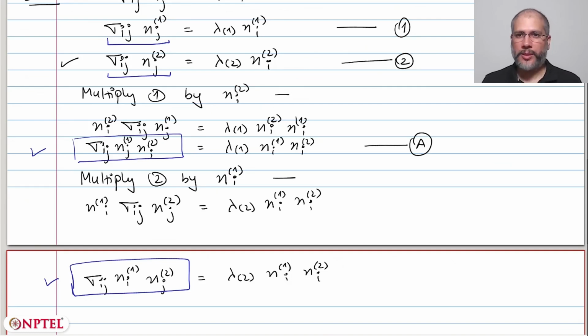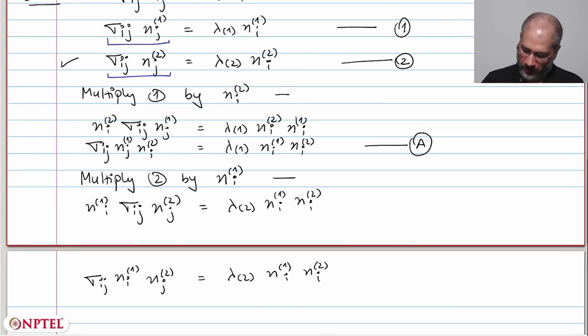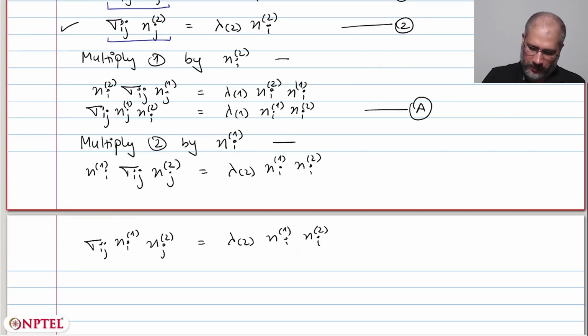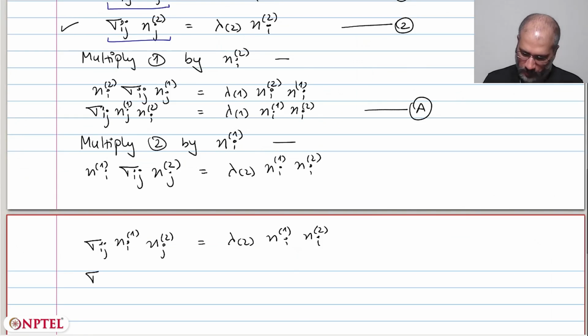But what we can do here is swap the indices i and j because they're both dummy in this expression. So I can write this equation as sigma ji n1j n2i. This is exactly the same because if you expand this and this, they both expand to the same thing, because all we have done is change the index names. That's it.